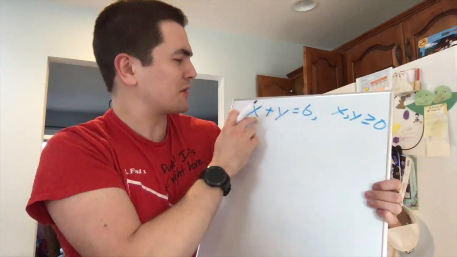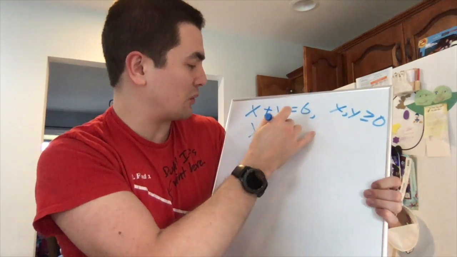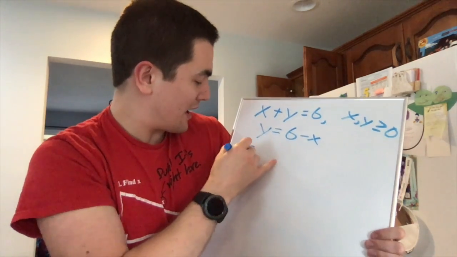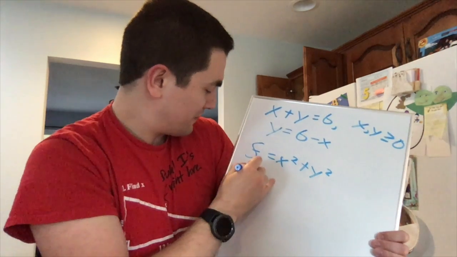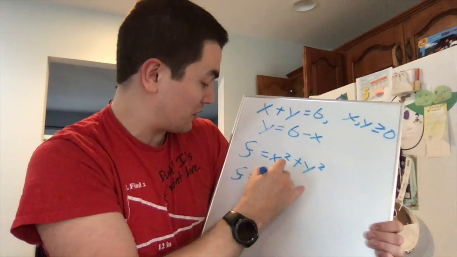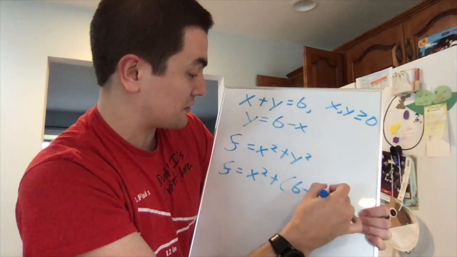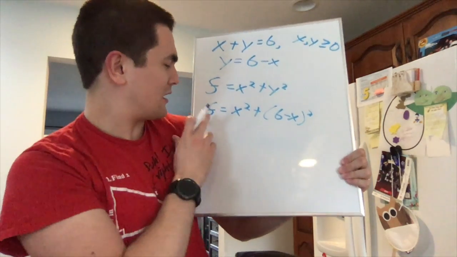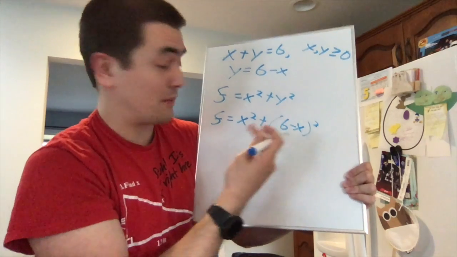So if x plus y is equal to 6, then y has to equal 6 minus x. Nice. So if I have x squared plus y squared, this just turns into x squared plus (6 minus x) squared. Now, while I'm here, how about I just take the derivative of this and move on with life?